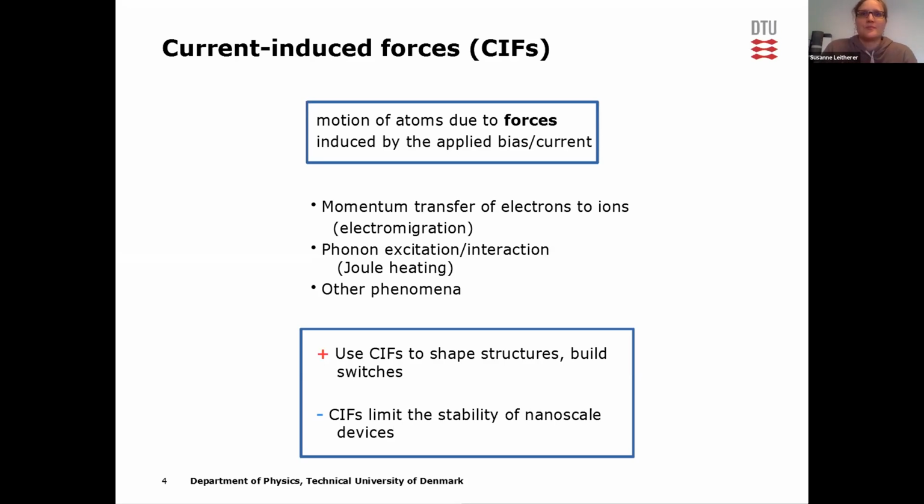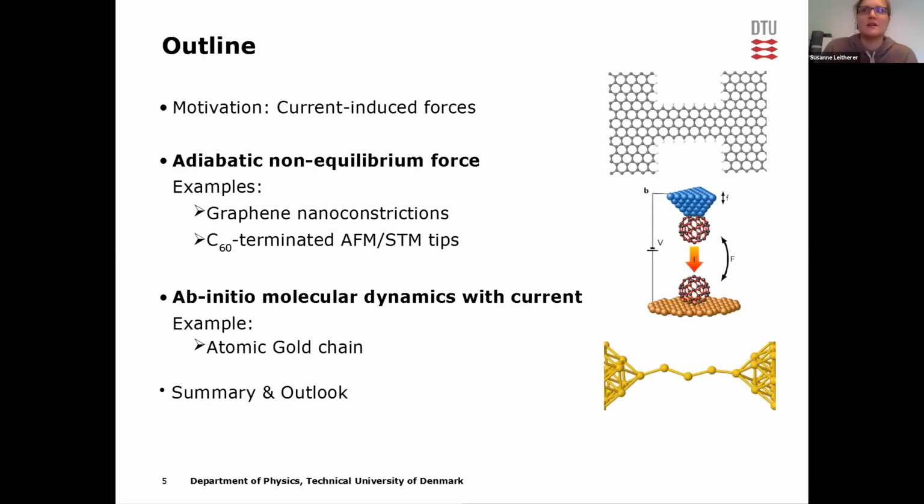So in my presentation, that's an outline of my talk, I want to focus on 3 systems. The first is a graphene nanoribbon. That's a purely theoretical study. Then in the second part, I want to show an example where these forces can actually be measured in experiment using this C60 STM setup. These will be static examples, including only the adiabatic part of the force. While in the last part of my talk, I want to show a molecular dynamics simulation with current for this gold chain.